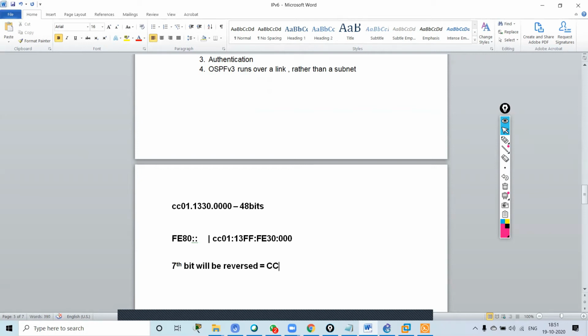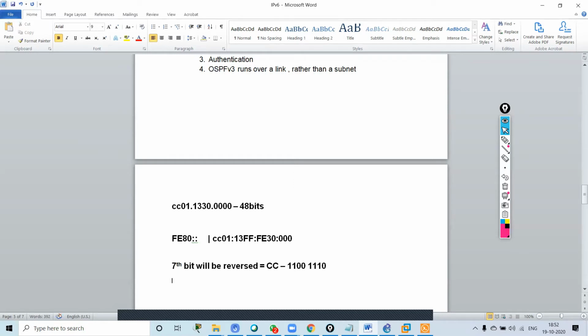Here the first two hex digits form 8 bits. If I want to write CC, how will I write it? A is 10, B is 11, C is 12. Writing 12 gives 1100, so CC is 1100 1100. What is my 7th bit? 4, 5, 6, 7. If the 7th bit is 0, make it 1. If the 7th bit is 1, make it 0. It will always be reversed.